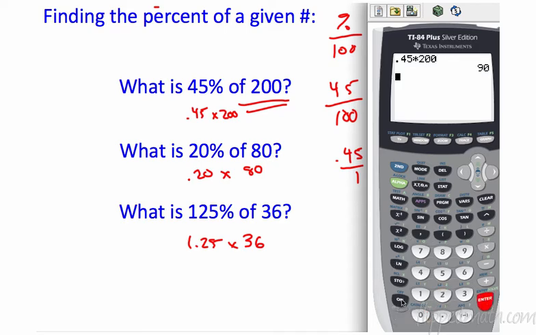So there's the first one. We get 90. For the second one, what do we get here? Times 80. You can almost do that in your head. 0.2 times 80, 16. And 125%. Again, be careful with that 125%. It's going to be 1.25 times 36. So there is the shortcut for finding the percent of a number. Next up, let's look at some Rainbow Road.